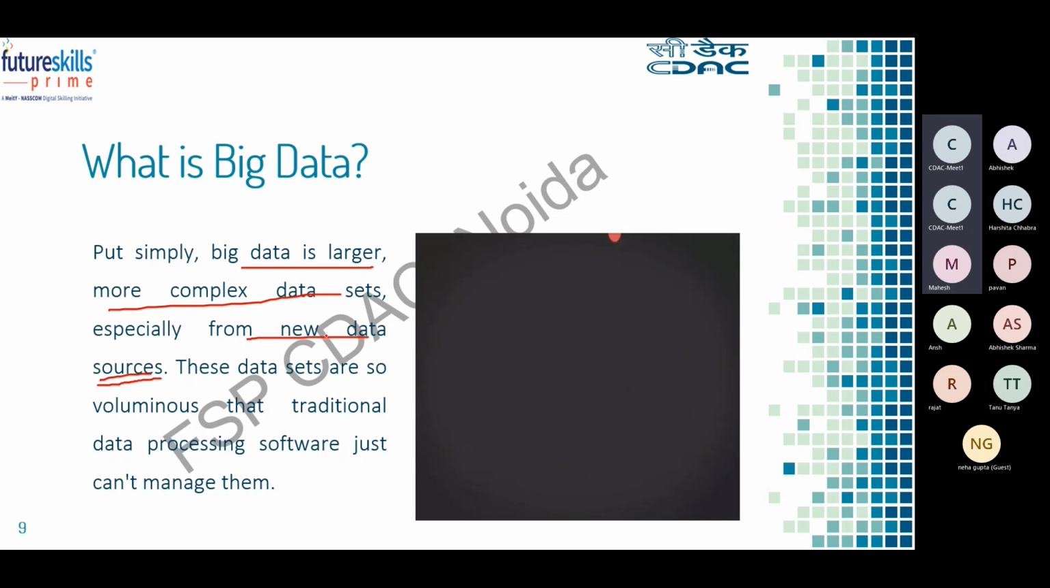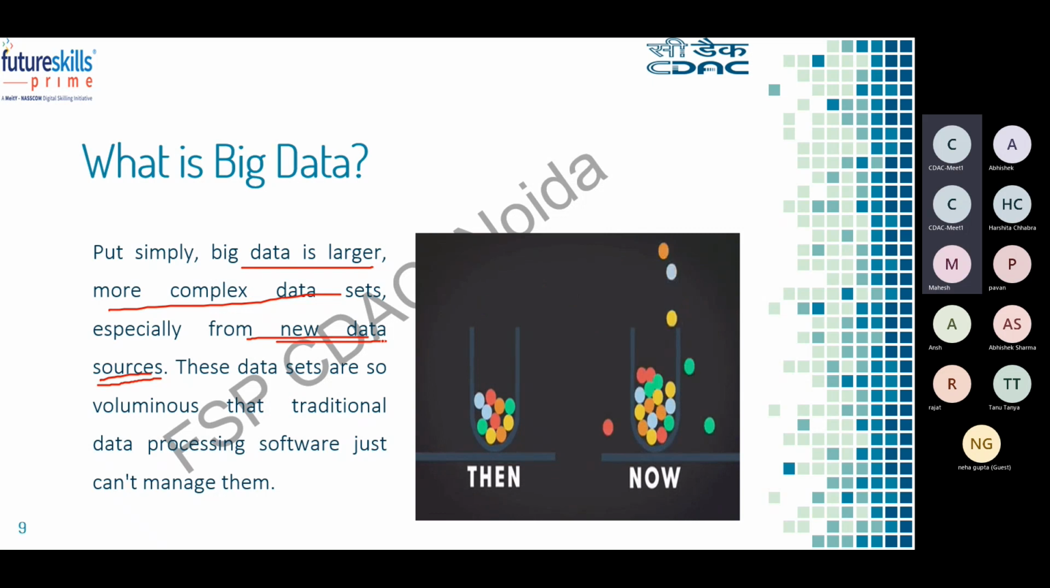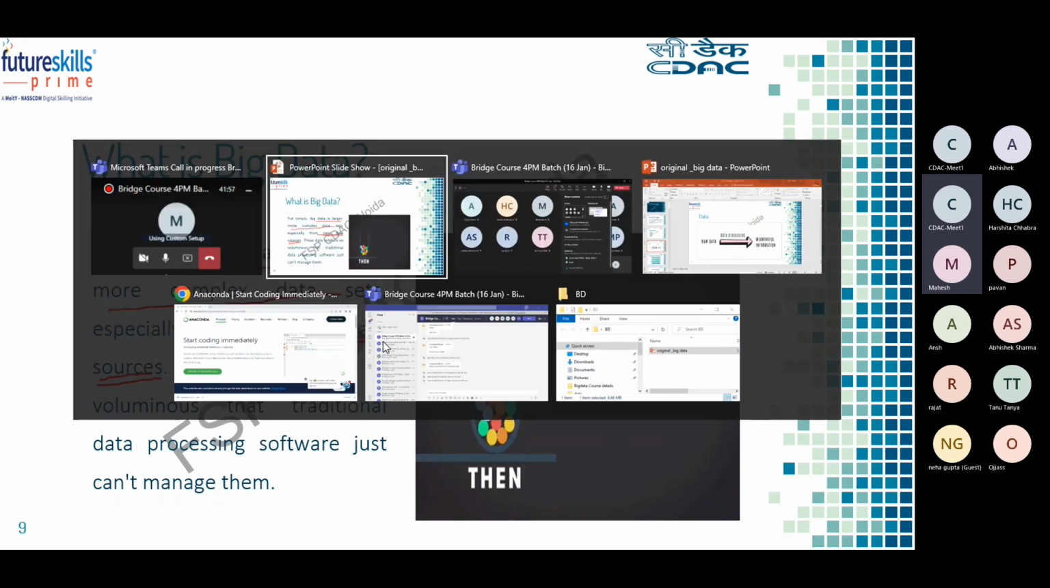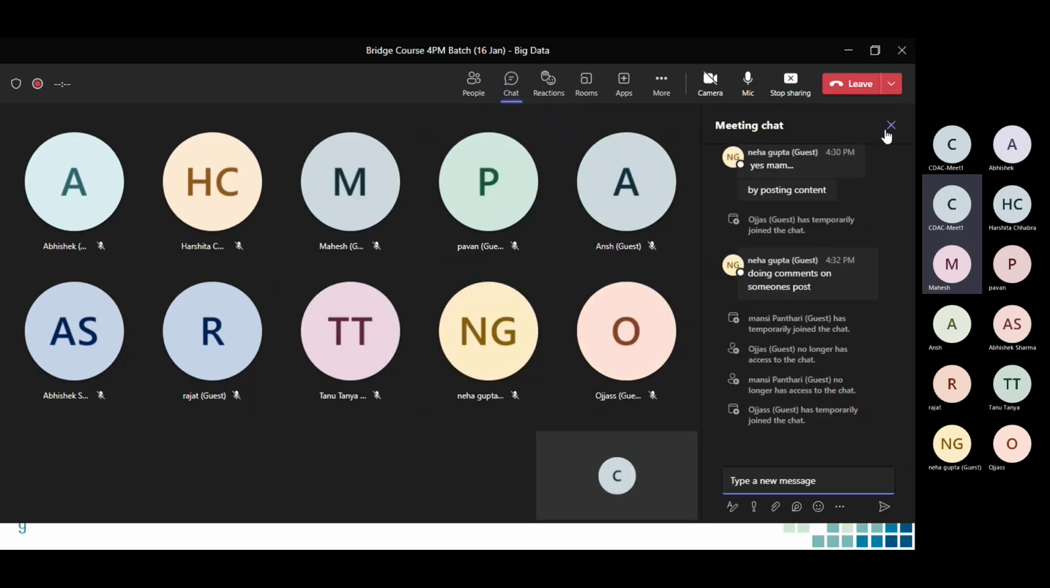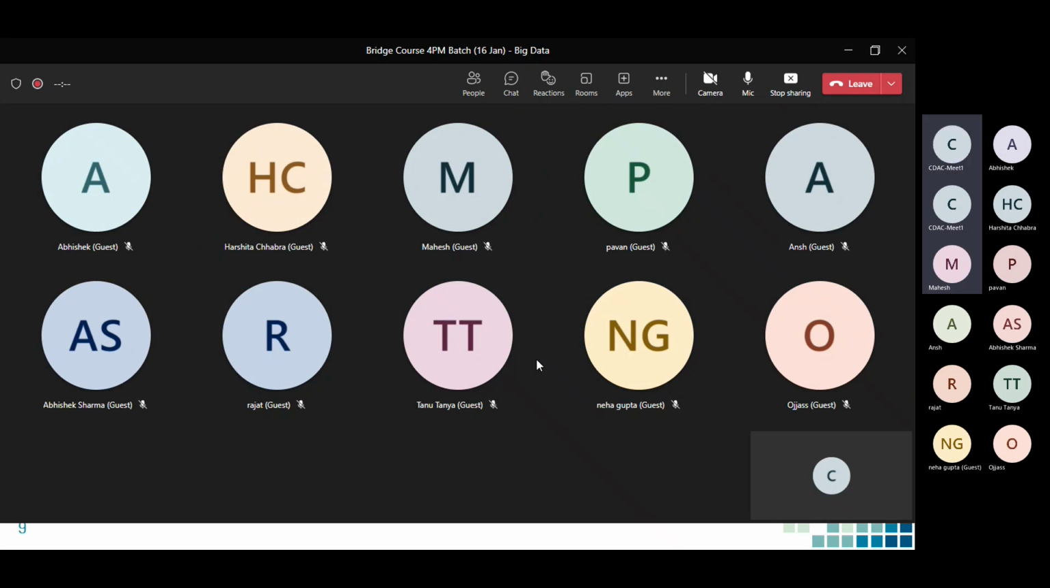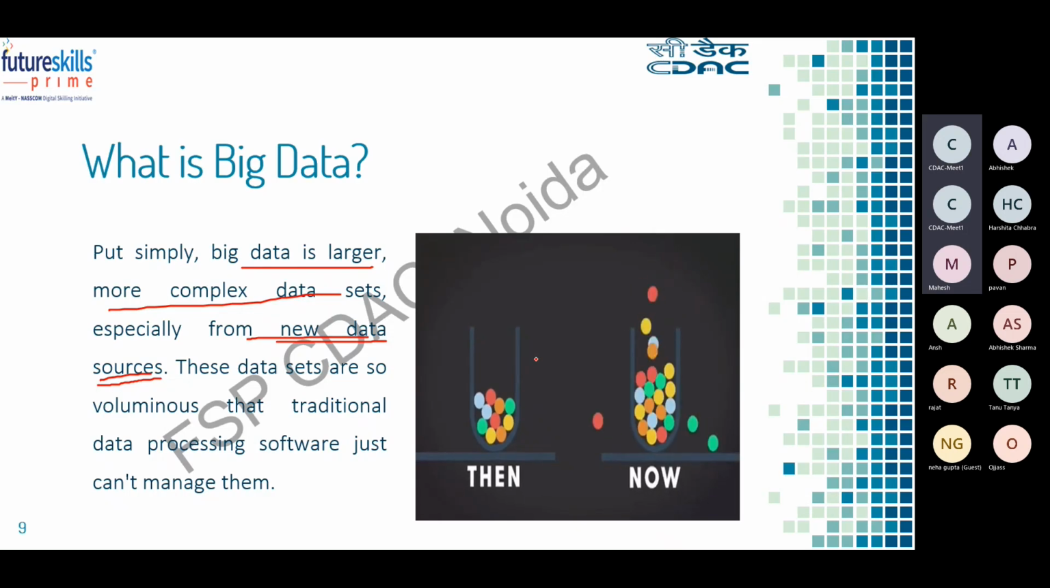Can anyone give me an example of one new data source from where data is getting generated? You all use smart devices. Ma'am, IoT and sensors. Yes, correct. Any other example? How many of you use a smartwatch? No one has a smartwatch. Smartphone you have? Yes, ma'am. Smart AC, smart home, smart TV. These are all the new sources which are generating data.